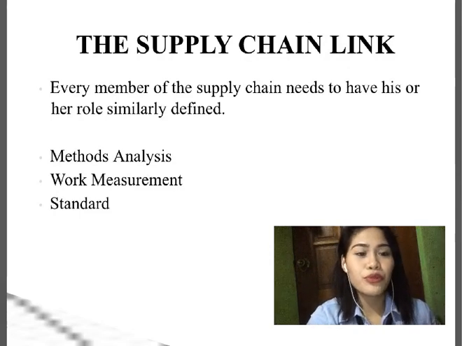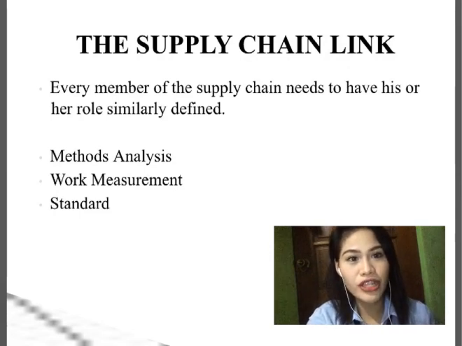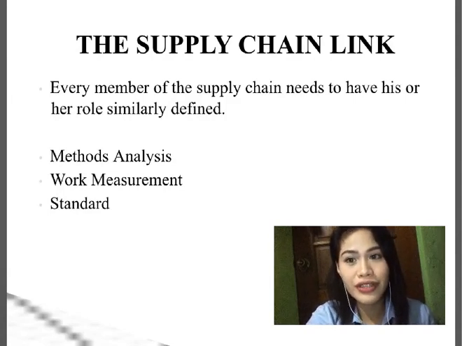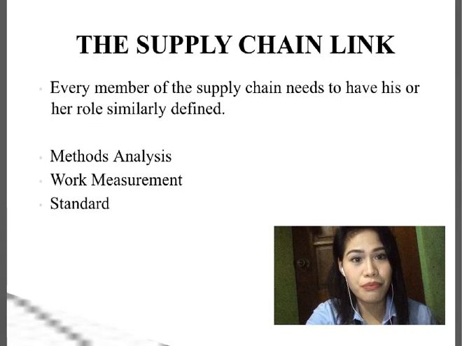The last topic I will be discussing is the supply chain link. Every member of the supply chain needs to have his or her role similarly defined. The first is methods analysis. Methods analysis is used to improve processes and eliminate non-value-adding activities. Such analysis can reduce duplicate efforts among supply chain members. And next is work measurement.